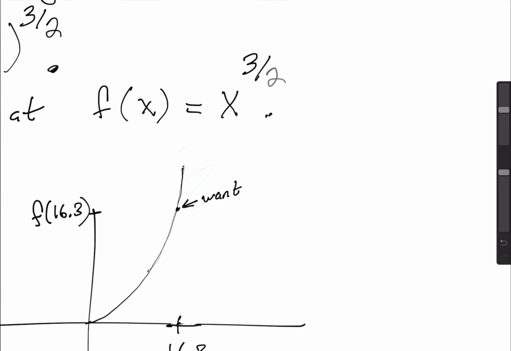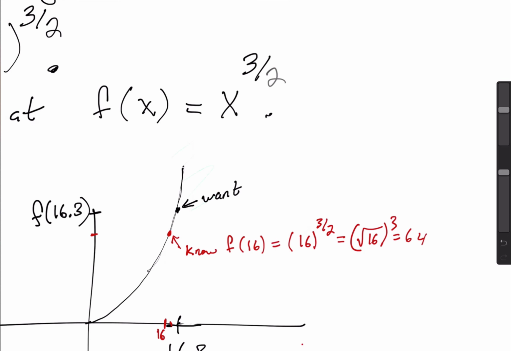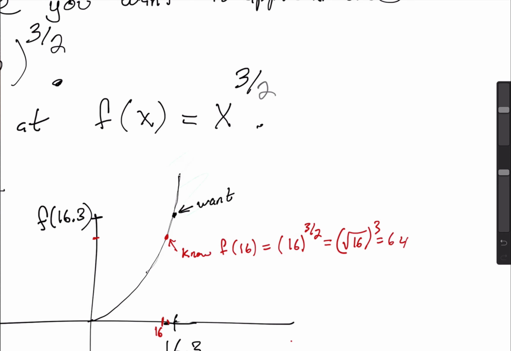So this is the idea. If I ask you, what's the closest x value that you could easily evaluate that function at? The closest one to this point. 16, right? So 16 would be a pretty easy one. I'm going to say 16 is right here. This one I know: f of 16 is equal to 16 to the 3 halves. What is that? It's 64, right? It's the square root of 16, cubed. So the y value here is 64.